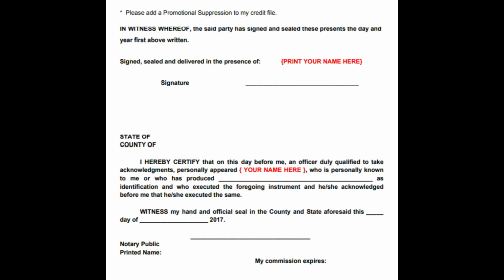So I hereby certify that on this day before me, an officer duly qualified to take acknowledgments, personally appeared, your name here, who is personally known to me and who has produced XYZ as identification, and who executed the foregoing instrument, and he or she acknowledged before me that he or she executed the same. The witness here, and then you get your notary to go ahead and stamp that. You know, you can rearrange that however you feel more comfortable with.